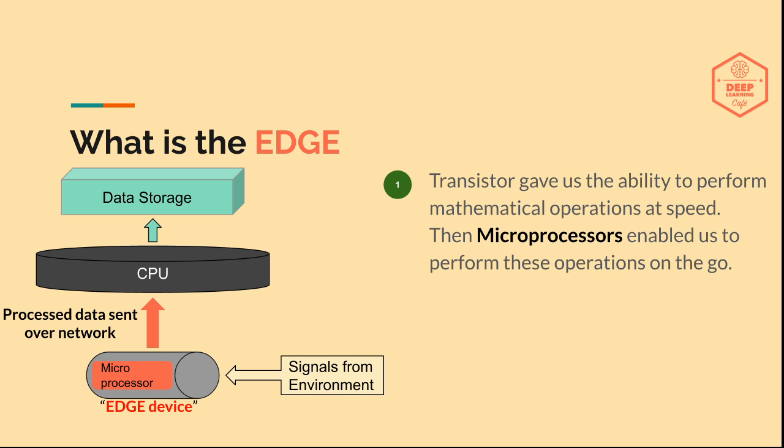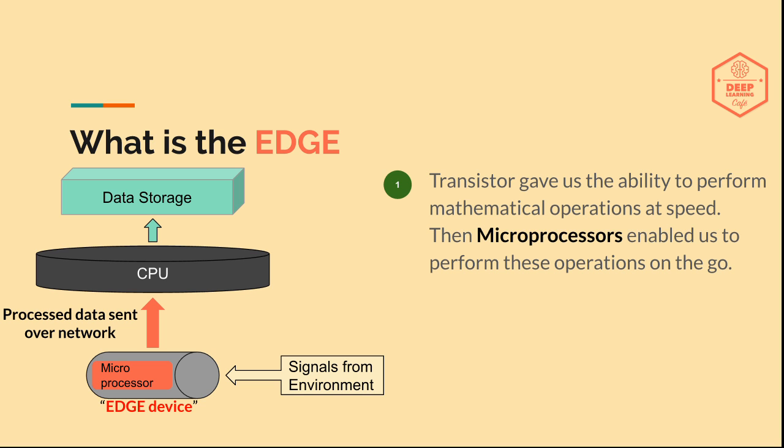And then now the next thing is, what is the edge? So the edge, basically, to start you off, let's talk about the transistor, which is basically the little switch that we put in almost all our processors, or basically all our processors, and it helps us do mathematical operations at speed. So basically the modern day computing.